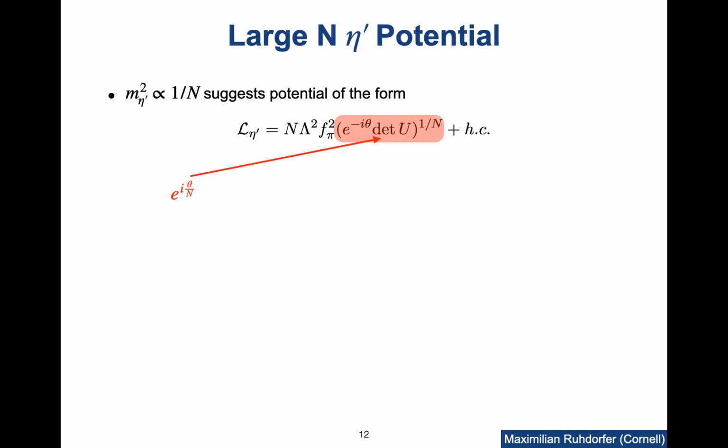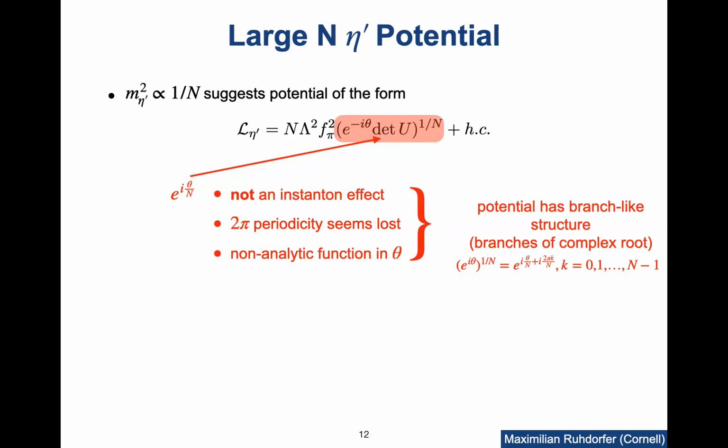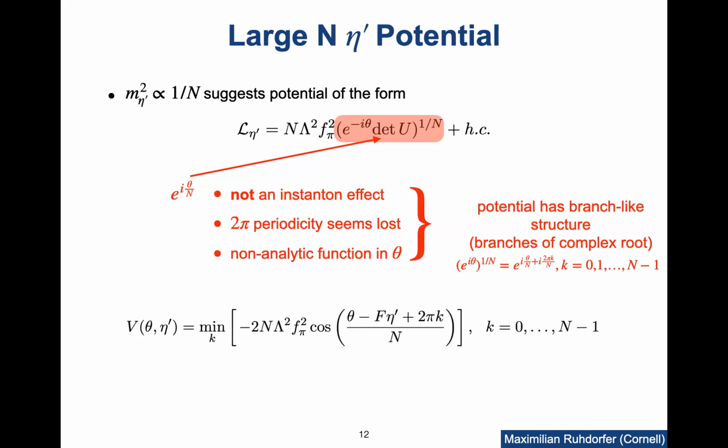Okay, this term is also perfect to show a few properties that you also find in Witten's argument. What you get from here is something that looks a bit strange: something like e to the i theta over n. This term is of course not an instanton effect, as we've already discussed. It also seems like the 2-pi periodicity is lost, and it's a non-analytic function in theta. But this already gives you the solution, because when you take the nth root of a complex number, you of course also have branches of the complex root. You have these n branches that you have to add on. What you get in the end is a branch potential, so you also have to keep track of this k from the kth branch of the complex root.